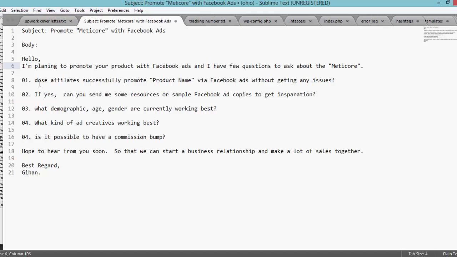And number one is, does affiliate successfully promote product name? Product name in example product and is Metico. So does affiliate successfully promote Metico via Facebook ad without getting any issues? So this is the most important question, because some products are not allowed to promote on platforms like Facebook. Especially if you promote products related to dating, love and relationship or weight loss, you must consider a lot of things before you promote those products on paid traffic. So ask this question: if other people successfully promote this product, that means you can promote it too.